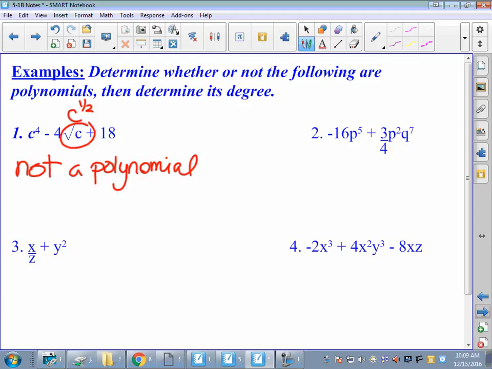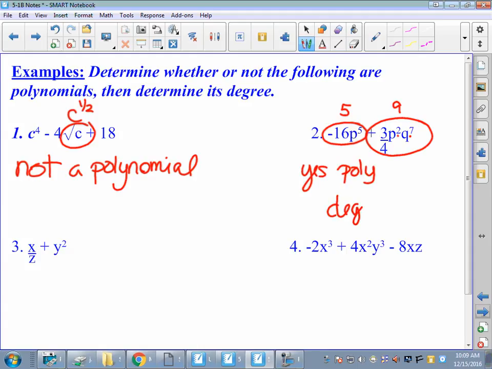Number 2, I see some division there, but the division here is by a number, so it's really 3/4 times, so that's fine. So we look at the degree. The degree of this first monomial is 5. Remember, you add up the exponents of the variables. And then the degree of the second monomial is 9. 2 plus 7 is 9. So yes, it's a polynomial. Yes, it's a poly. And its degree, 9. Don't add them up. You take the biggest one.